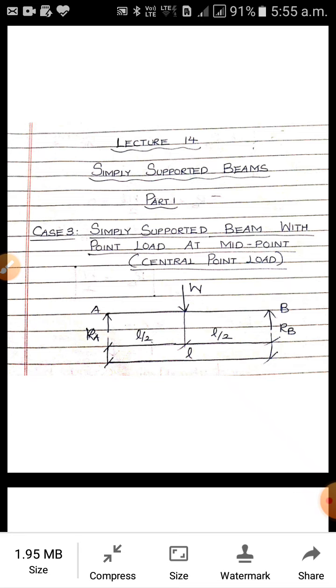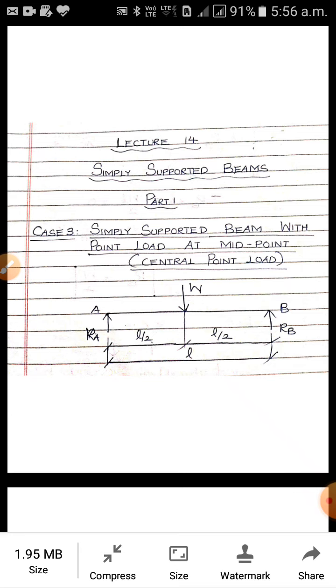So in lecture 14, part 1, we'll move on to simply supported beams. We have completed cantilever beams. Now we'll move on to simply supported beams. So part 1 of lecture 14. We'll see case 3, standard case.